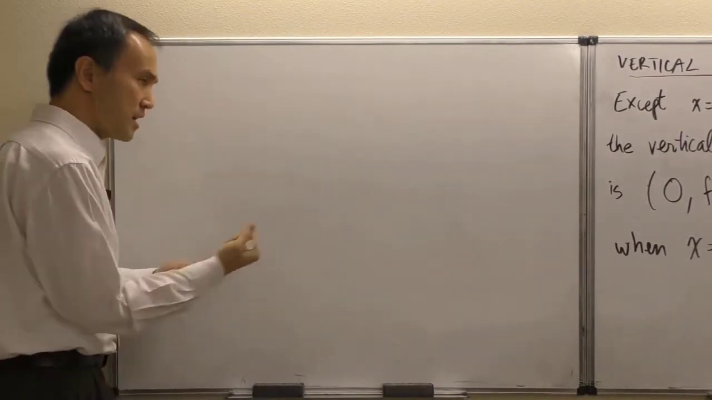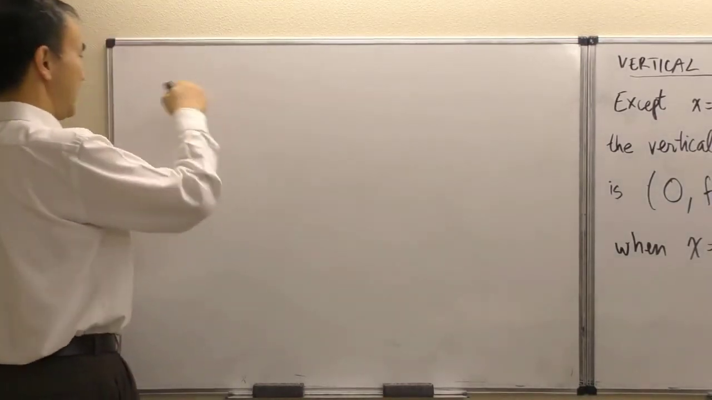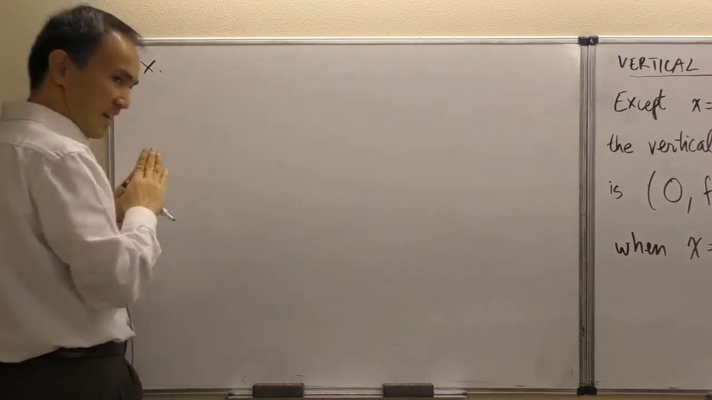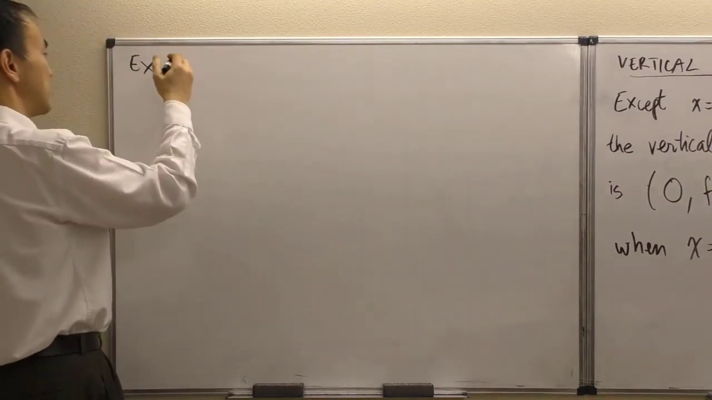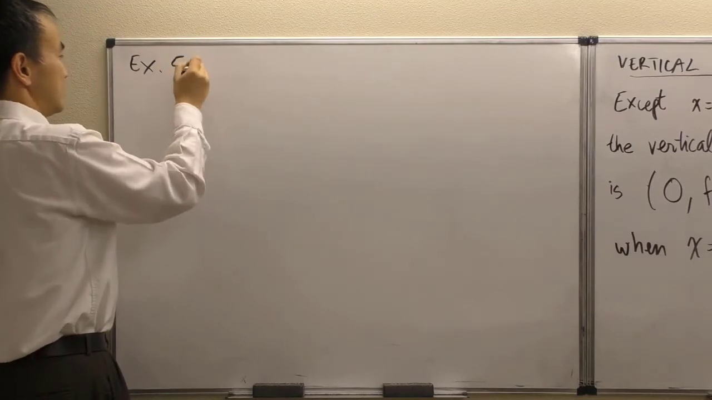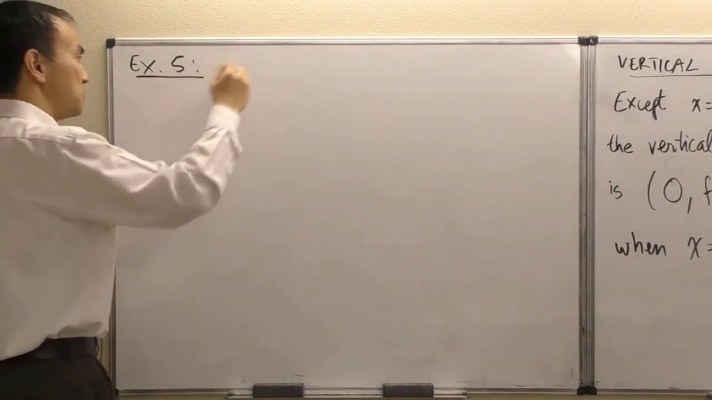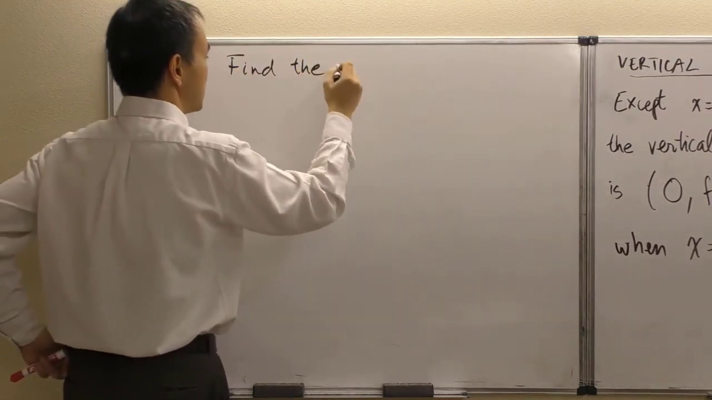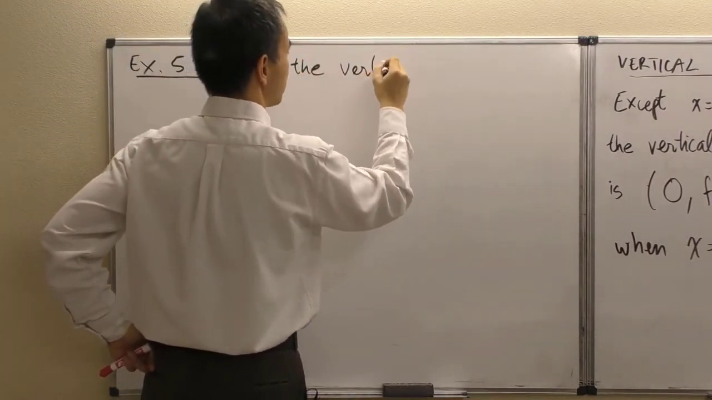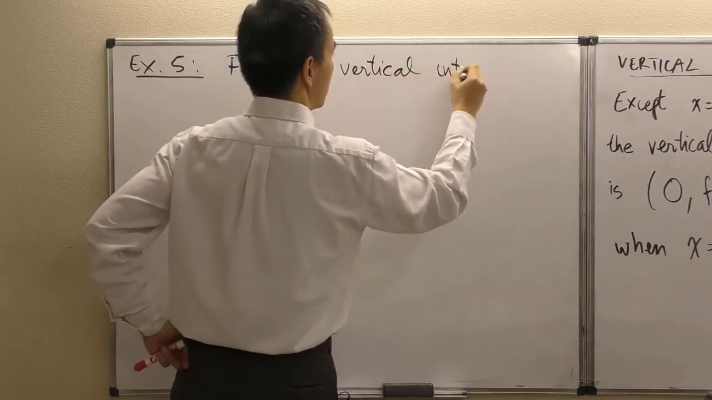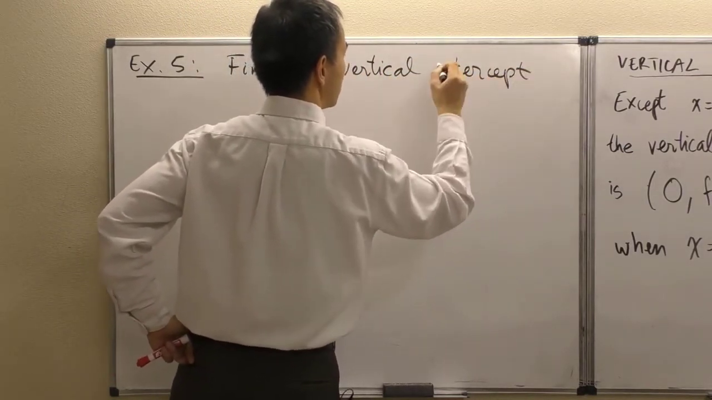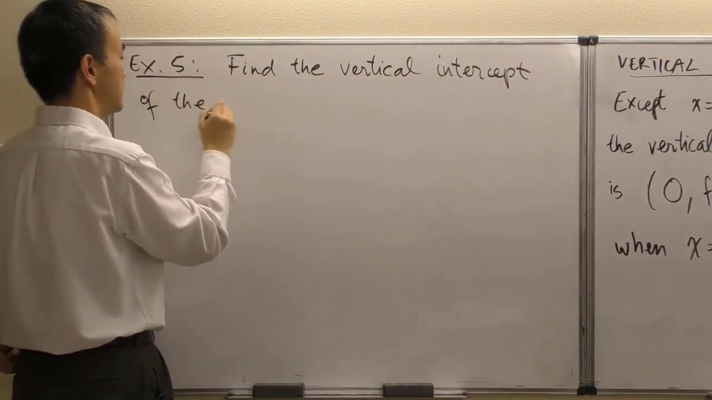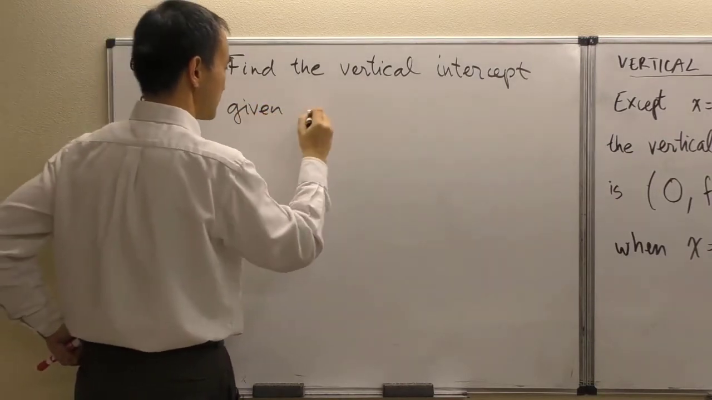I am going to have just a short example here. We don't have to work through too many problems because you will get a good hang of that after only a couple of sub-problems in this example. So example 5. Let's now find the vertical intercept of the given rational function.